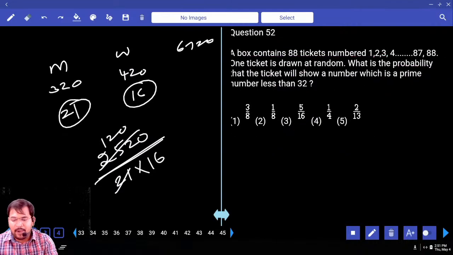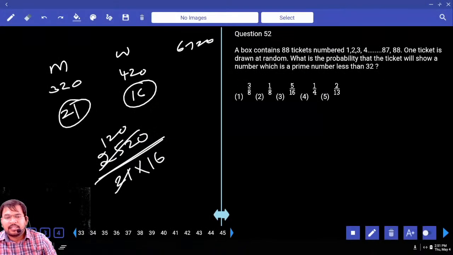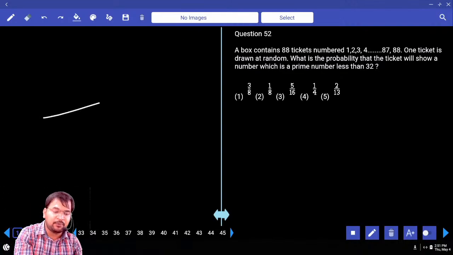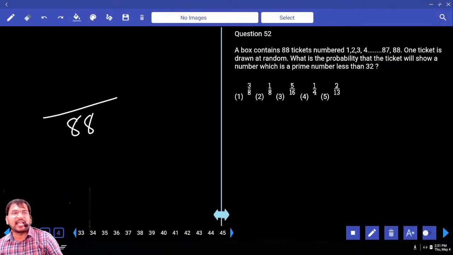Next, a box contains 88 tickets numbered from 1 to 88. One ticket is randomly picked. What is the probability that the ticket will show a number which is a prime number less than 32? First of all, out of 88 we are drawing one card, that is 88C1. So n(S) is 88.